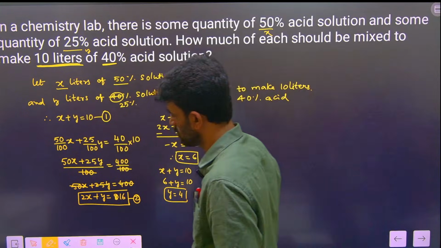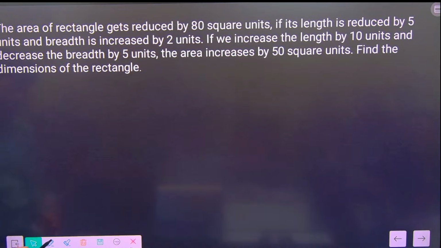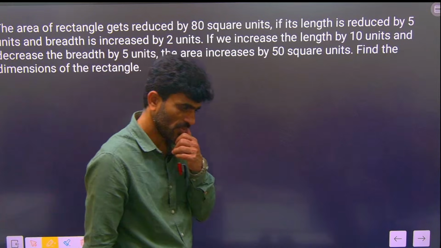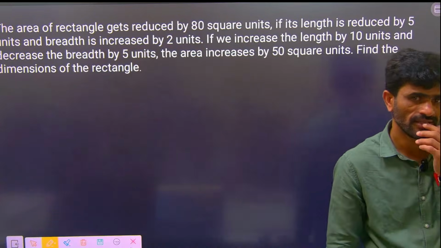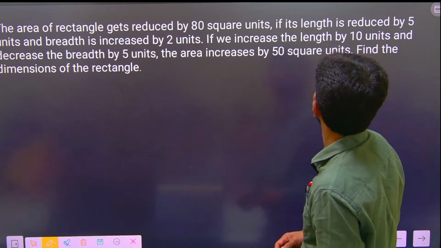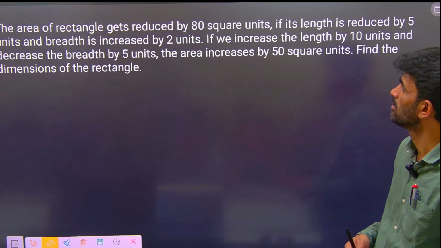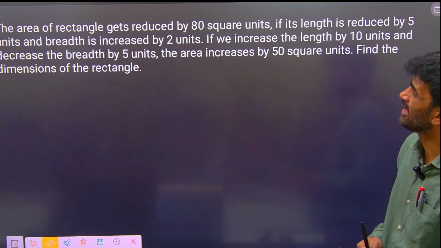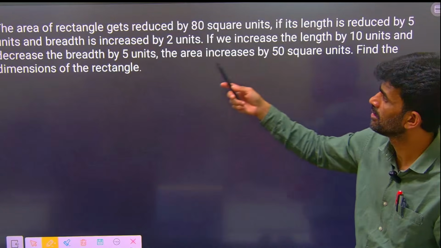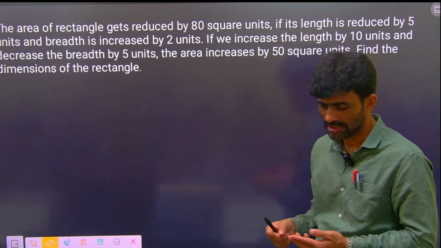So let's do another. Try this. This is about a rectangle. When the dimensions of a rectangle change, the area also changes. In the first case, what happened? Length is decreased, breadth is increased. Then area is decreased. Second case, length is increased and breadth is decreased. Then area is increased. This is the information.